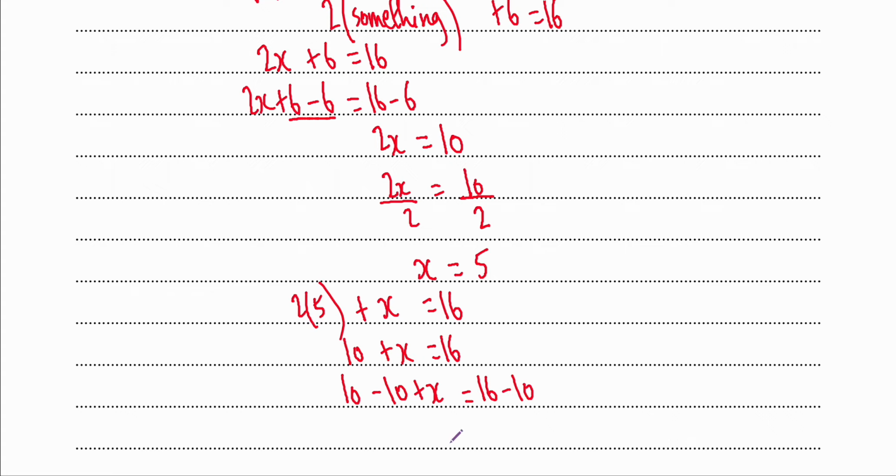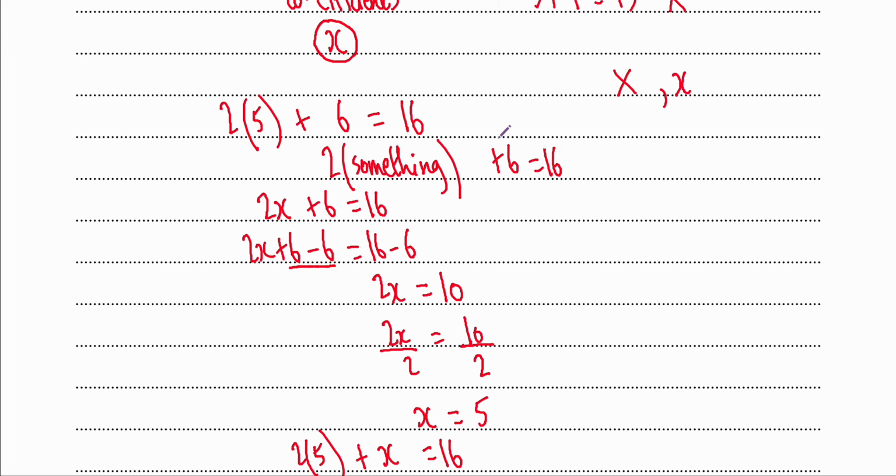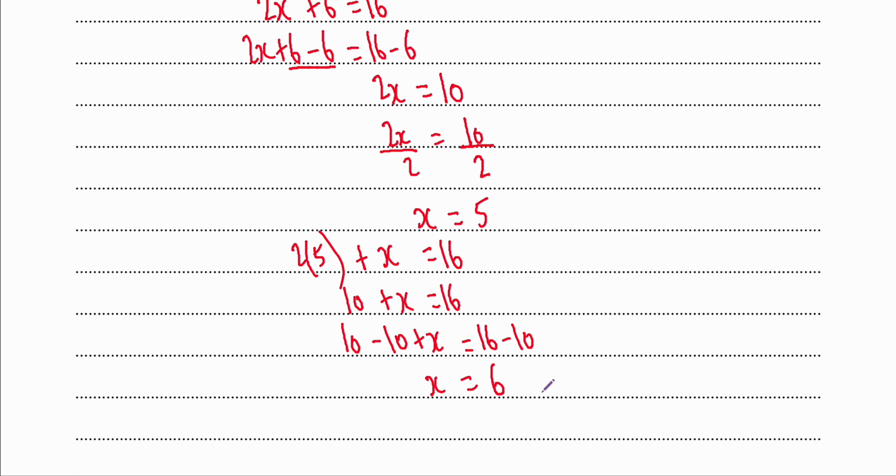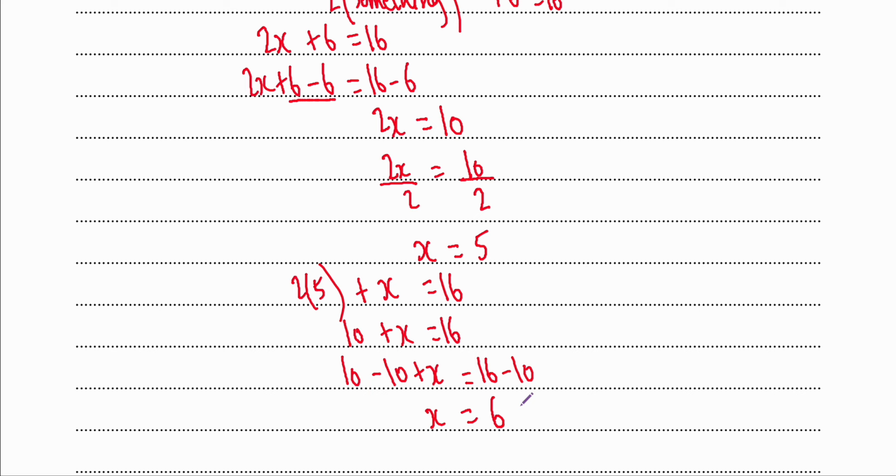And then 10 minus 10 will cancel out. I'll be left with x is equal to 16 minus 10, which is equal to 6. And that's what we needed. We wanted to find this 6 right here. So you can see x can literally be anything. You can have anything that you want. You can just represent it with x. I could have made the 2 into x.